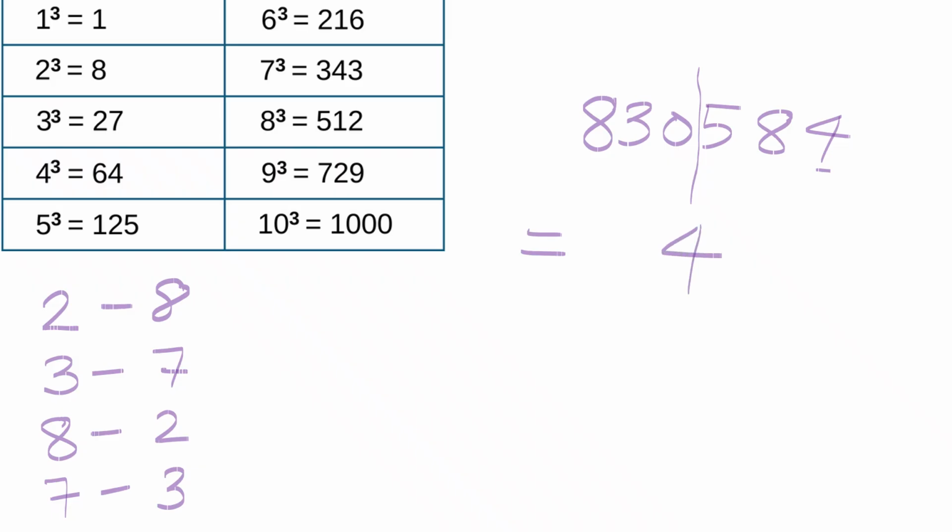Okay. Now I am having 830 with me. This 830 is coming in between 729 and 1000, that is between 9 and 10. So I will take the smaller digit. So the smaller cube root is 9. So I will write over here 9. That's it. So the cube root of 830,584 is 94.